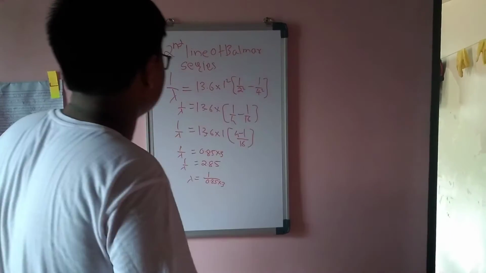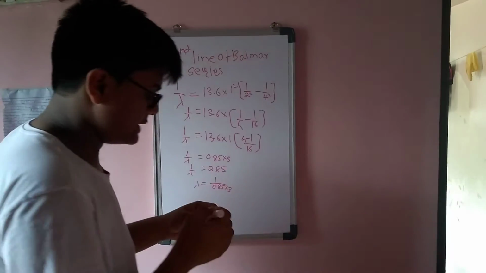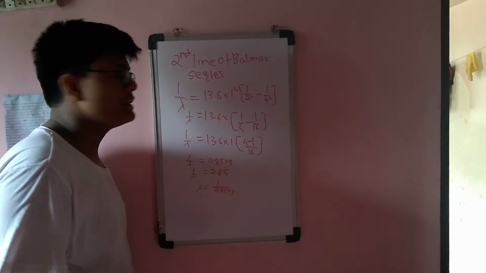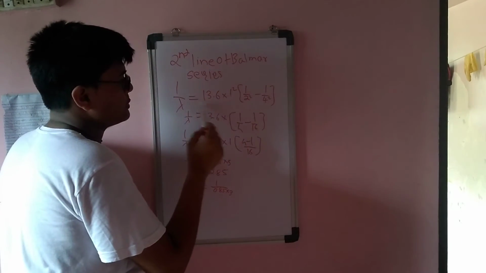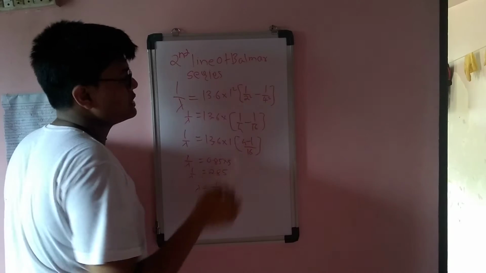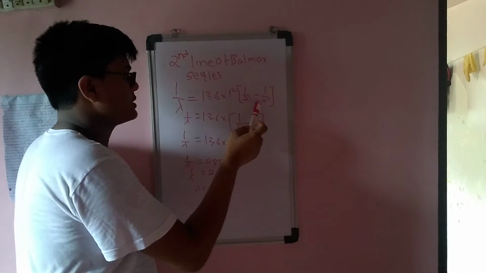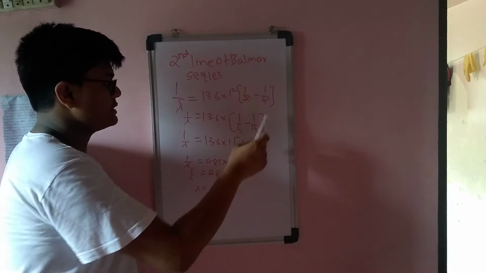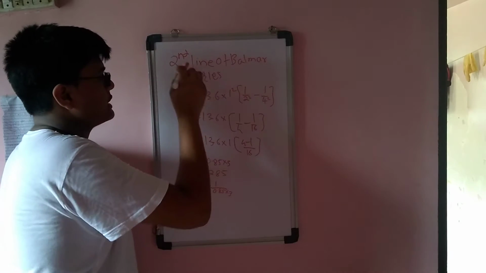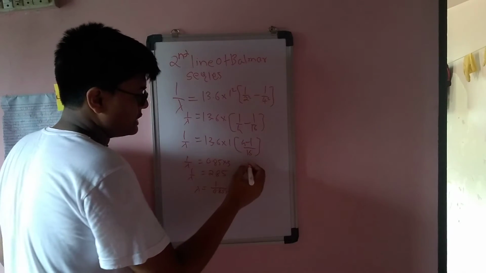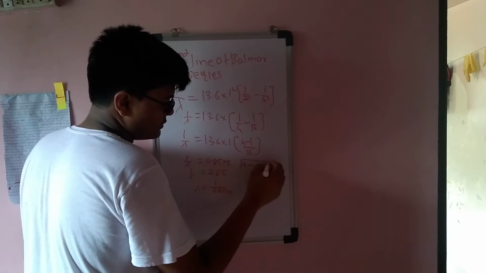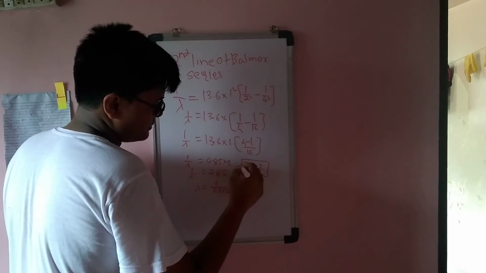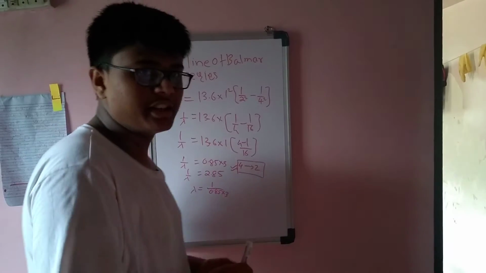So it is your answer. Let us see how I have done it. Just apply the formula 1 upon lambda equal to R into Z square into 1 upon n1 square minus 1 upon n2 square. Okay, and we have done this calculation. As it is the second line of Balmer series, we know that it is a transition from level 4 to 2. Okay, so we have done the theory recap.